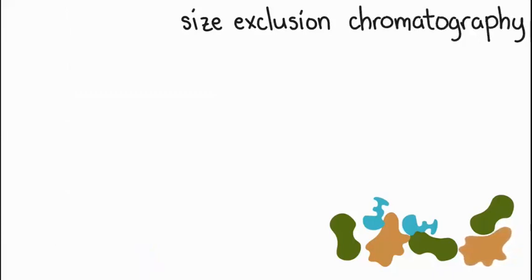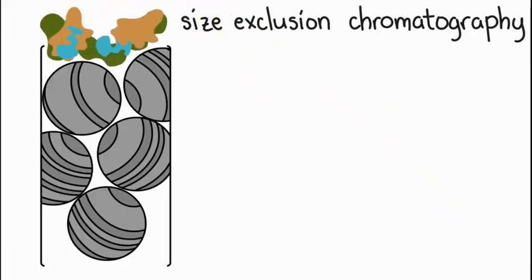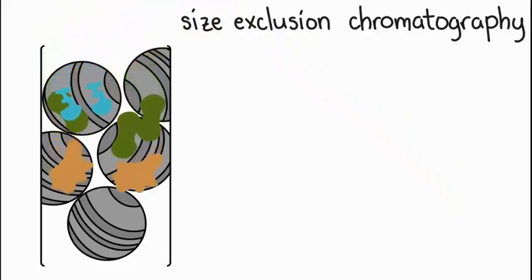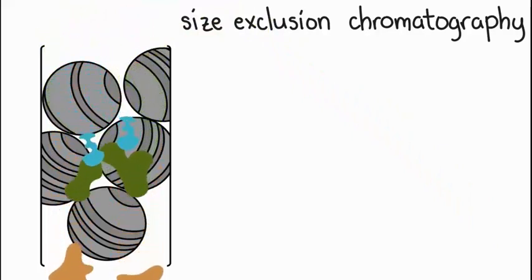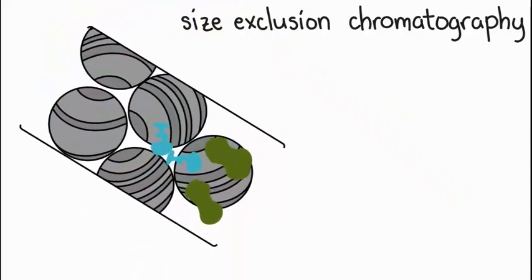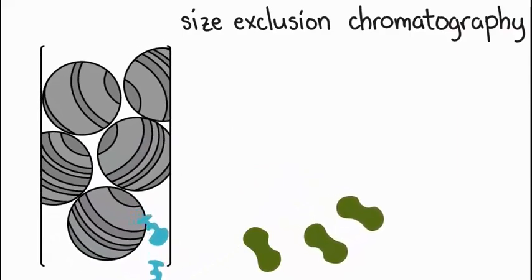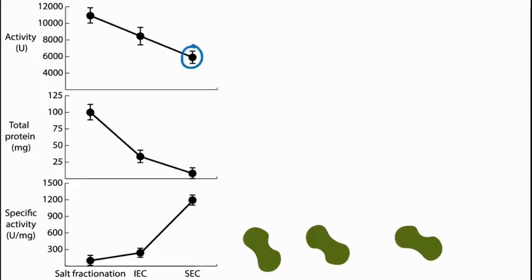Finally, you use size exclusion chromatography to filter proteins in your mixture based on size. Proteins larger than the fractionation range of the column do not enter the porous beads and flow off the column first, while smaller proteins travel through the porous beads, which will take a bit of time, and so they come off later. You still lose some beta-glucosidase activity, but you reduce the total amount of protein recovered even more than the previous two steps, so your specific activity increases yet again.